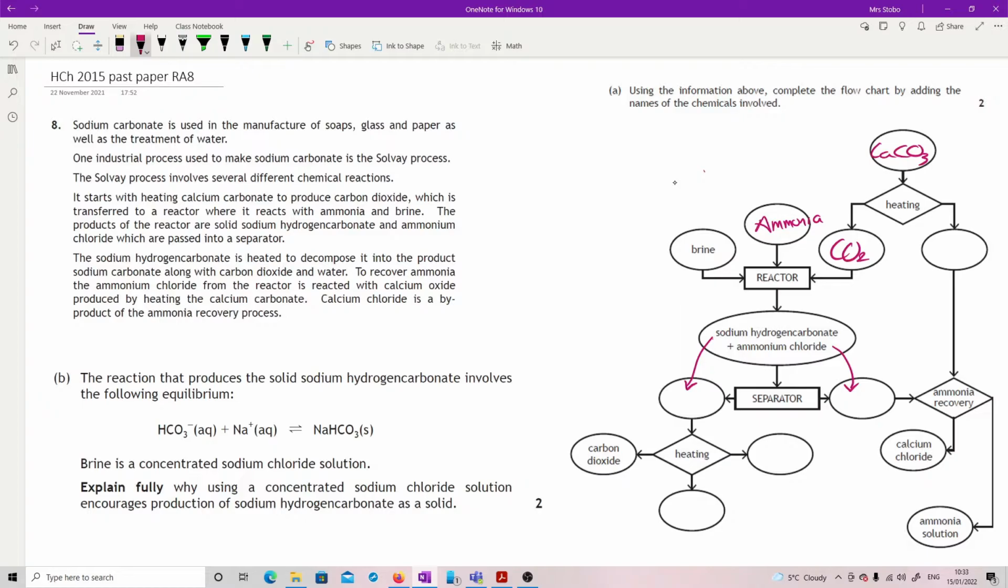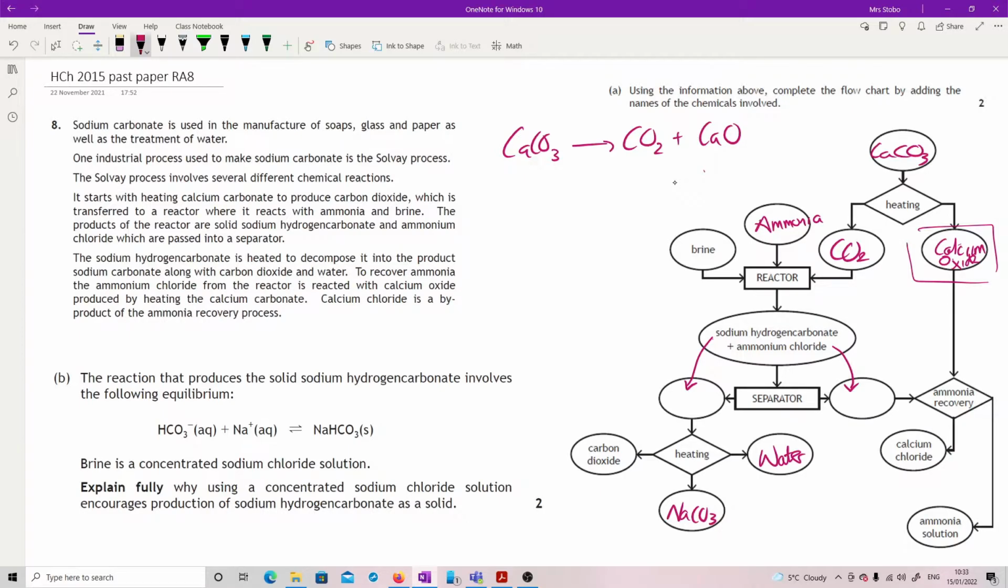So I get my sodium carbonate out here, and I get my water here. Okay, we've got ammonia recovery, which goes to calcium chloride and ammonia solution. So our heating here with our carbon dioxide must also produce our calcium here, which is going to the ammonia. Okay, sorry, not just straight calcium, calcium oxide. Okay, when you heat it, if we do an equation, here's our calcium carbonate, here's our carbon dioxide, we are left with calcium oxide. Okay, so that's got to go up here.